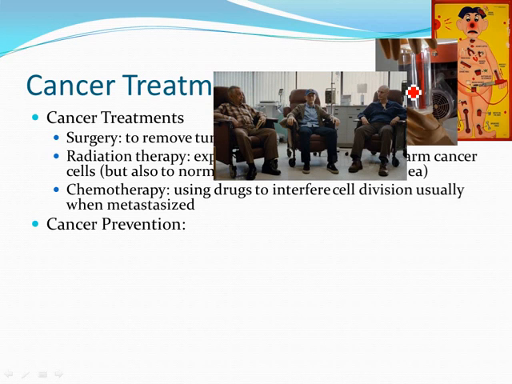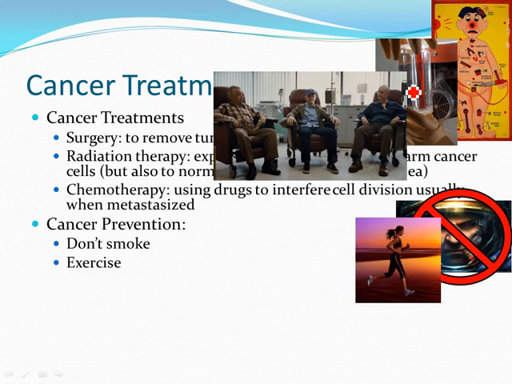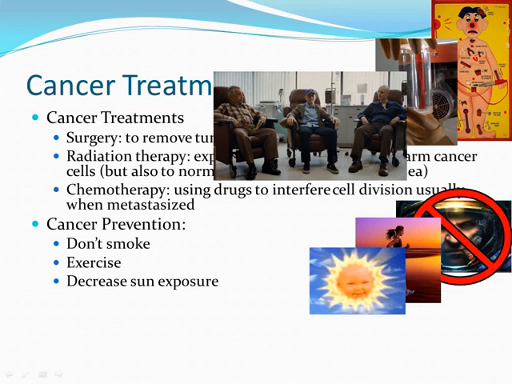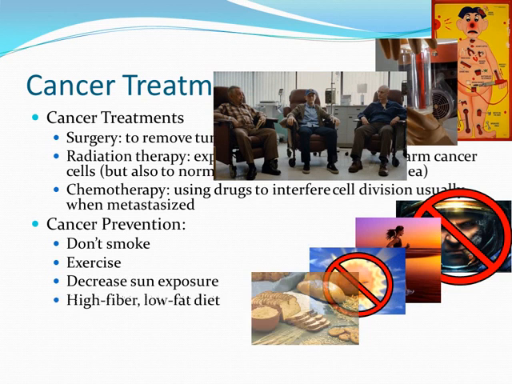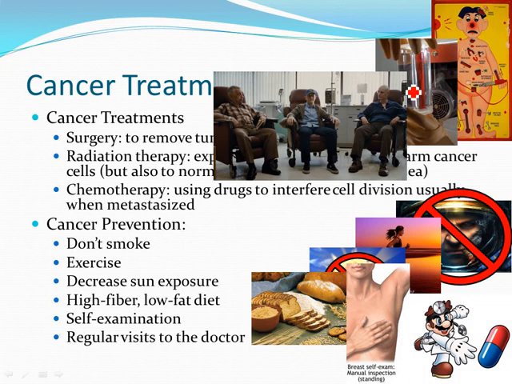There's also ways to prevent cancer. First of all, don't smoke, right? Another thing is to exercise, decrease the amount of sun exposure, a high fiber and low fat diet, and self-examination, so to examine yourself whether or not you have certain tumors or abnormal lumps. And also regular visits to the doctors will help prevent cancers.